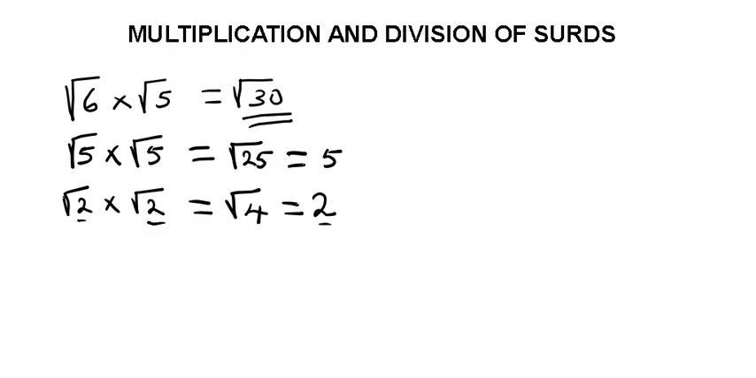Now, let's also take a look at this. We have square root of 8 multiplied by square root of 8. So the answer is going to be 8 at the end of the day. So that is the way to go about that.